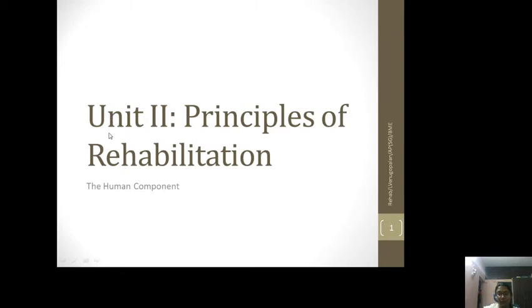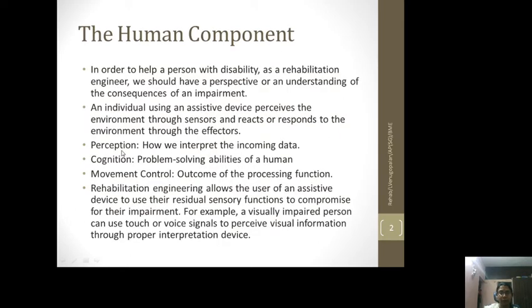So we have been discussing the topics on our second unit. In the last video, we had an introduction and we saw the history of how assistive devices have evolved over the past few years. So let us move on to the human component now.